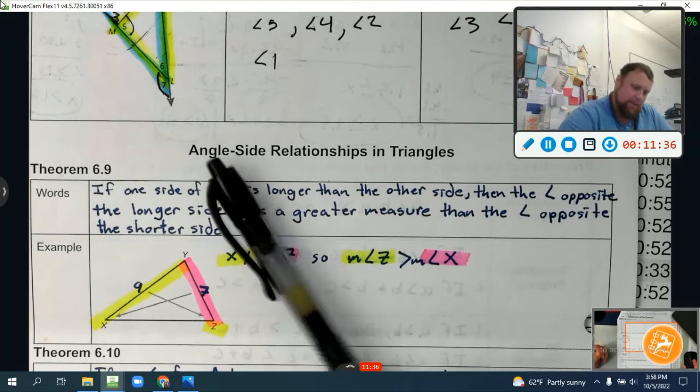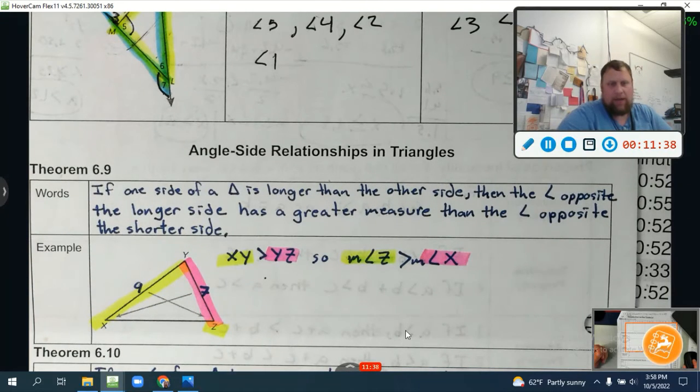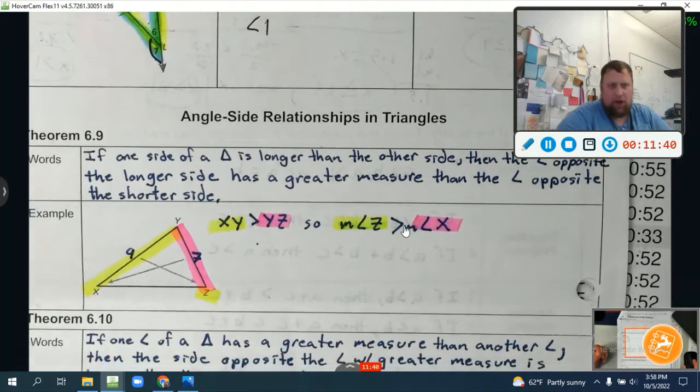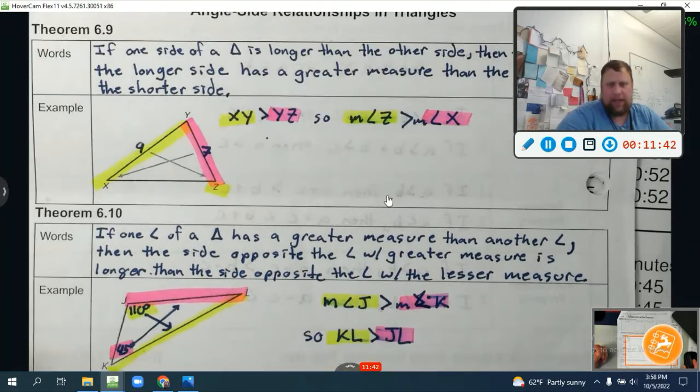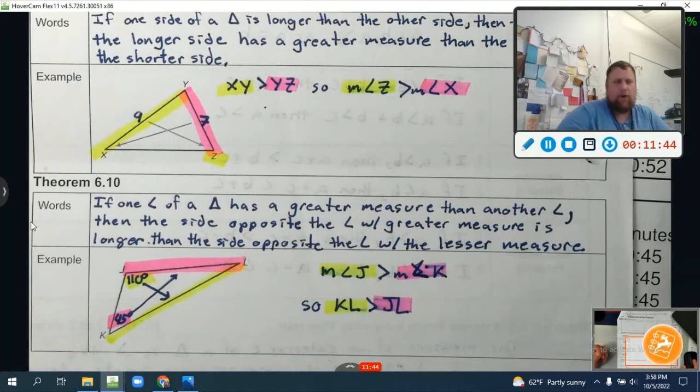Okay? And then there's a similar, we can say almost a converse to this, which is 6.10. Again, pause, write this down. If one angle of a triangle has a greater measure than another angle, then the side opposite the angle with the greater measure is longer than the side opposite the angle with the lesser measure.